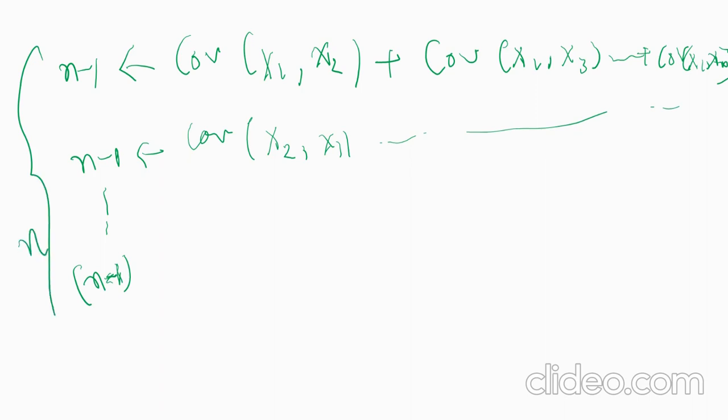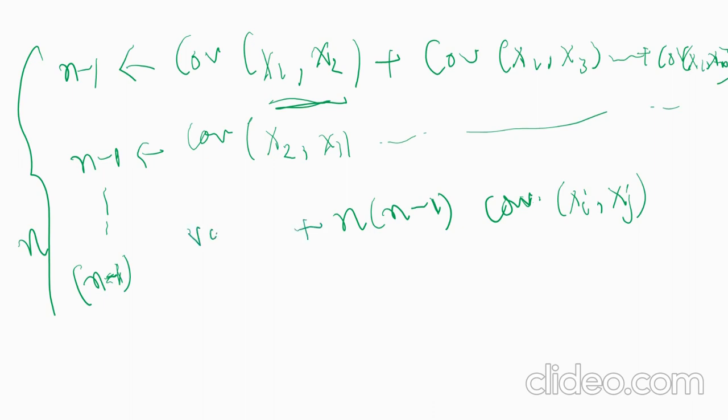So this total will be what? n into n minus 1. So we will have a total of n into n minus 1 times the covariance, which is similar for every pair. This one will be xi, xj, and we have already considered that in the case of x1 we are not taking the covariance of x1 with x1. In the case of x2 we are not taking the covariance of x2 comma x2. So these are the total covariances, and this is the variance of xi. So this is the total variance of summation xi.